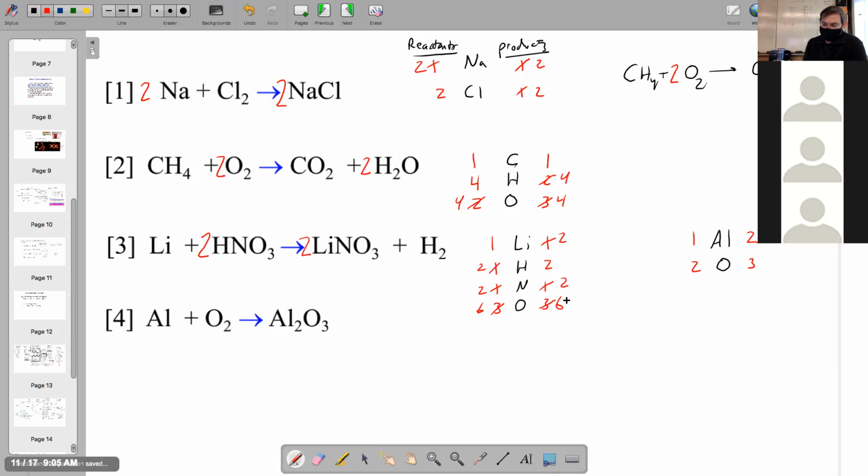Now there's 6 oxygens. So what has happened is you've sort of accidentally fixed the oxygens in a way. The oxygens were wrong. They were 6 and 3. Now they're 6 and 6. That's nice. Nitrogen's 2 and 2. Hydrogen is 2 and 2. But now the lithium's screwed up. So to fix the lithium, just slap a 2 in front of the lithium.